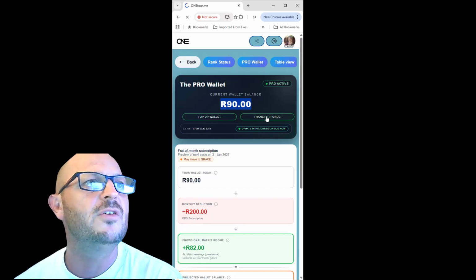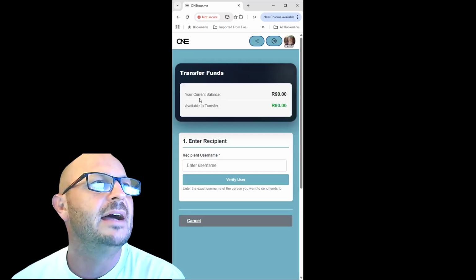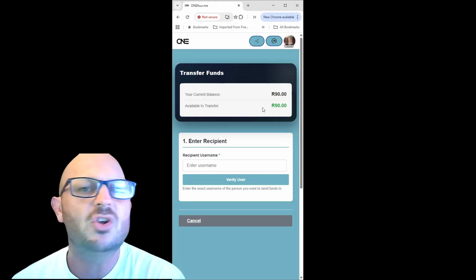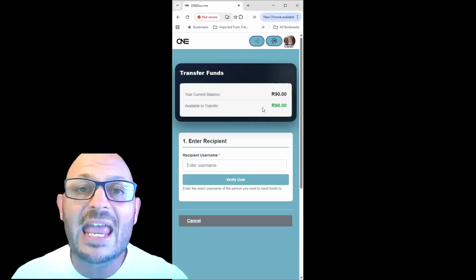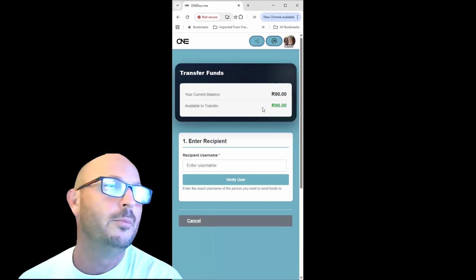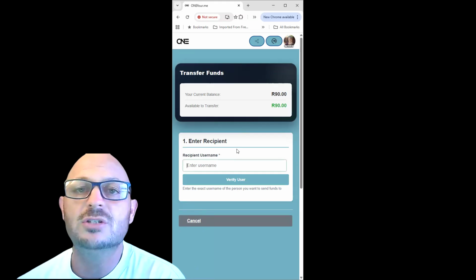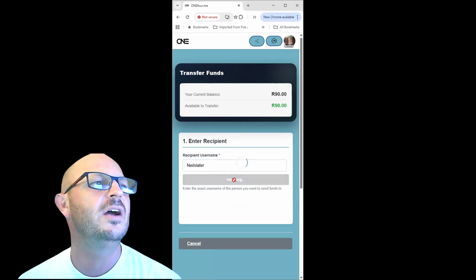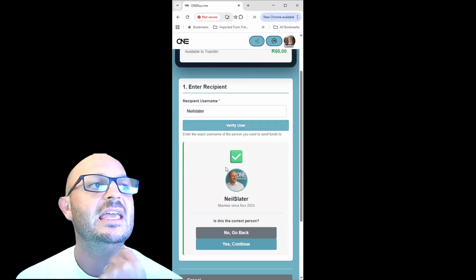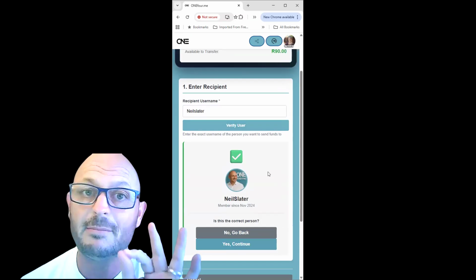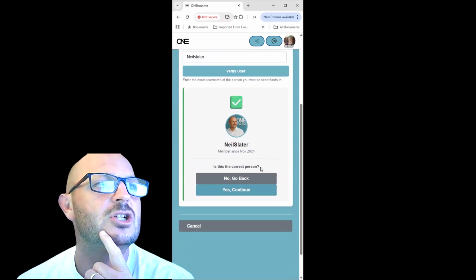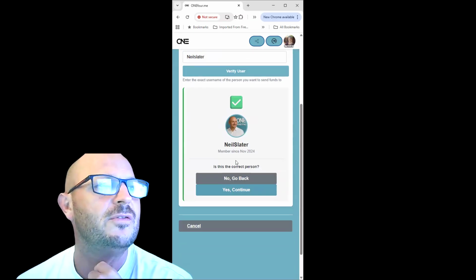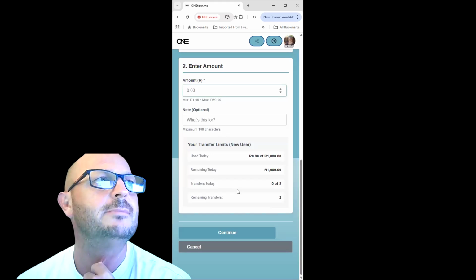If you click on that transfer funds button, it'll bring up your current balance, 90 Rand, available to transfer 90 Rand. I can transfer that money to any wallet in One4Me. I need to know the person's username. So let's for now say Neil Slater, verify user. It'll see if there is a person with that username. The spelling must be exact. If there is, it'll show you a profile picture of that person when that person has registered, and then you can just confirm, yes, that is the correct person.